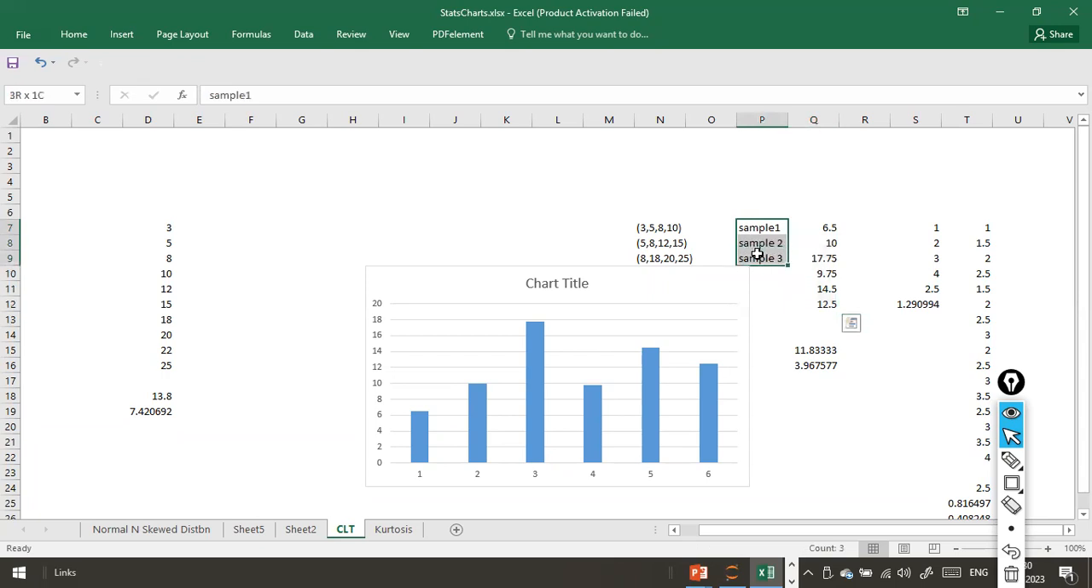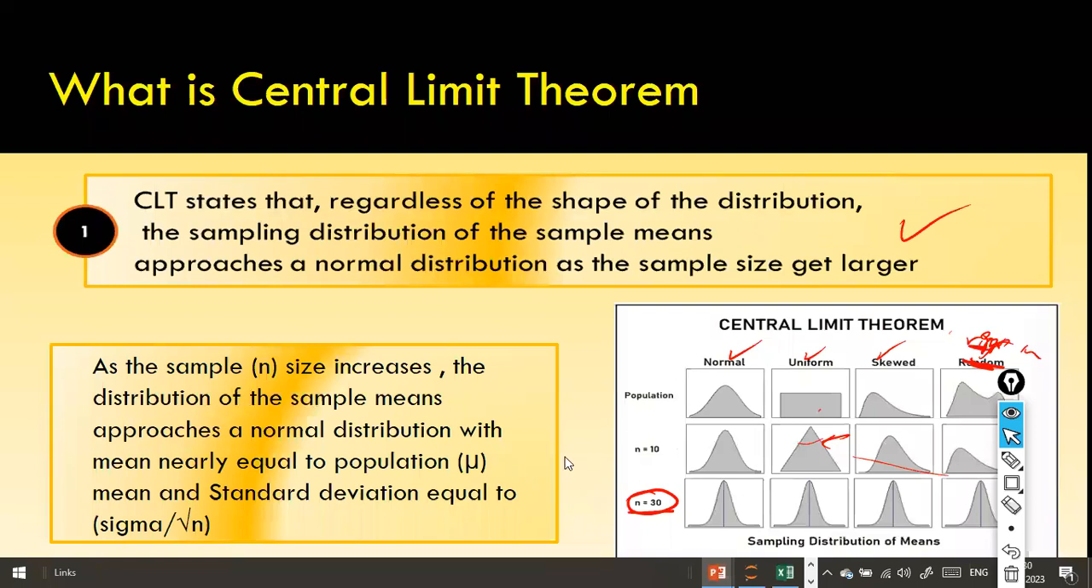With 3 samples, when you plot it here, it was not normally distributed. I increased the number of samples to 6, and when I plot it, it becomes approximately normally distributed. Another point he makes here is that as the sample size increases, the distribution of sample means approaches a normal distribution, with the mean nearly equal to the population mean, and the standard deviation equal to sigma divided by square root of n.